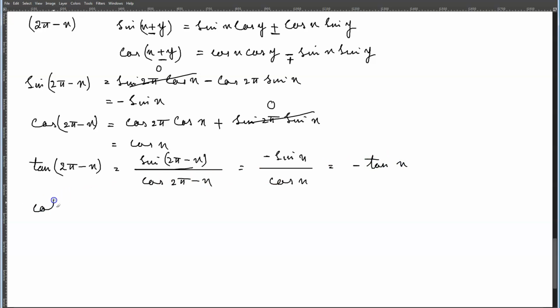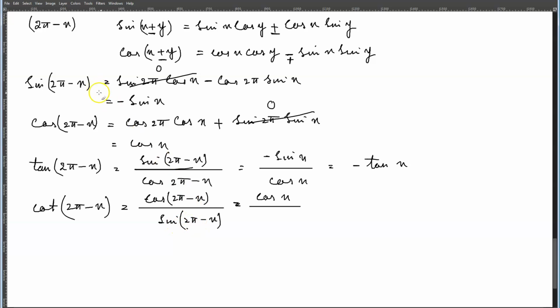What is the cot of 2 pi minus x? The cot of 2 pi minus x is equal to cos of 2 pi minus x over the sine of 2 pi minus x, which is equal to cos x over negative sine x, since cos of 2 pi minus x is equal to cos x, and sine of 2 pi minus x is equal to negative sine x.